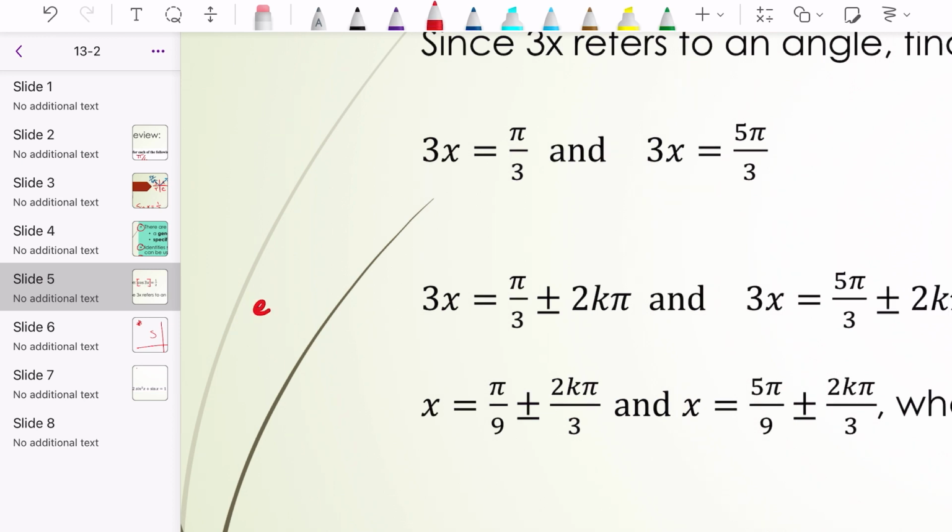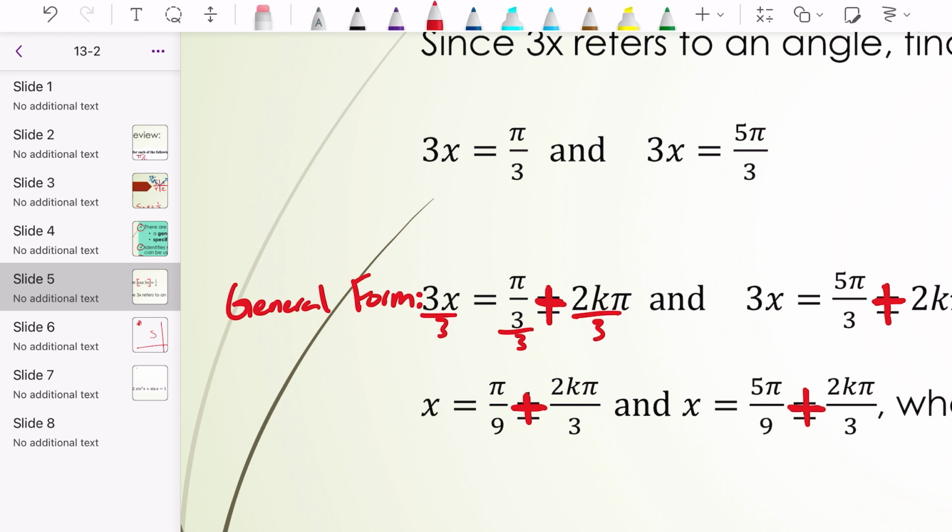We're going to go ahead and divide all sides by 3. Now keep in mind, we are only working with an addition for these problems. Once we divide all sides by 3, notice pi over 3 divided by 3 is pi over 9, and 2k pi divided by 3 is 2k pi over 3.